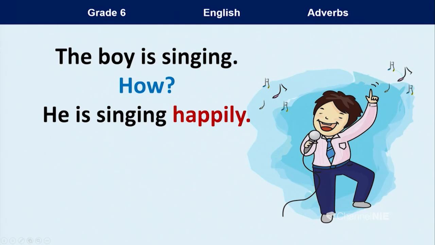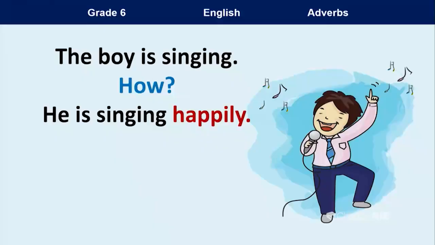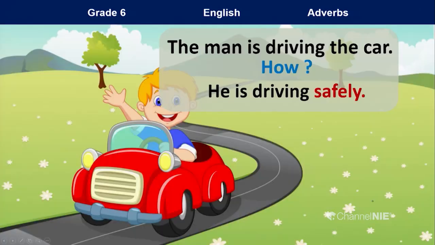What can you see in this picture, children? Miss Maheshi? I think he's singing and he's with a smiling face. That's right. So you also sang. Miss Maheshi also sang. Yes, right? Of course. Joyfully. Now this boy, the boy is singing how? Happily. The boy is singing happily. That's right. He's singing happily actually. Now here what do you see?